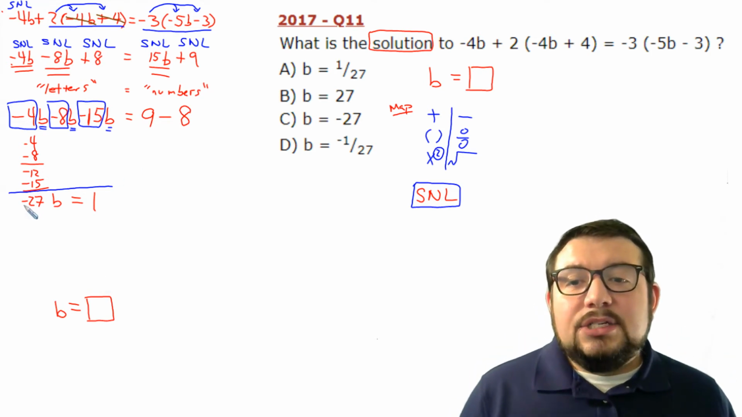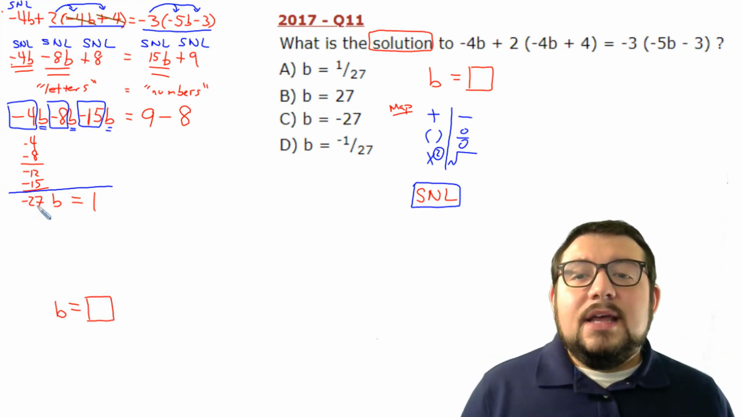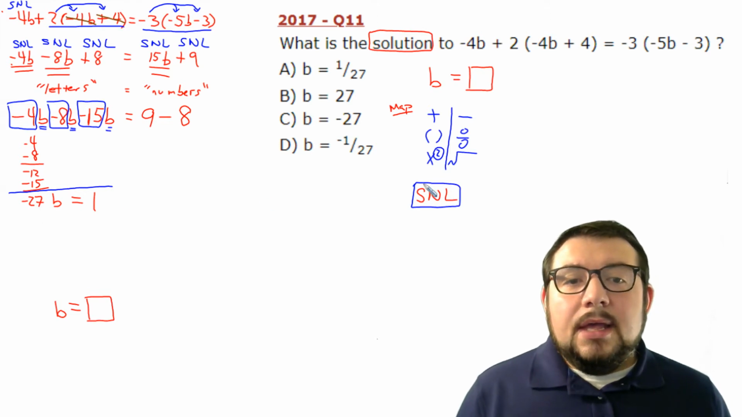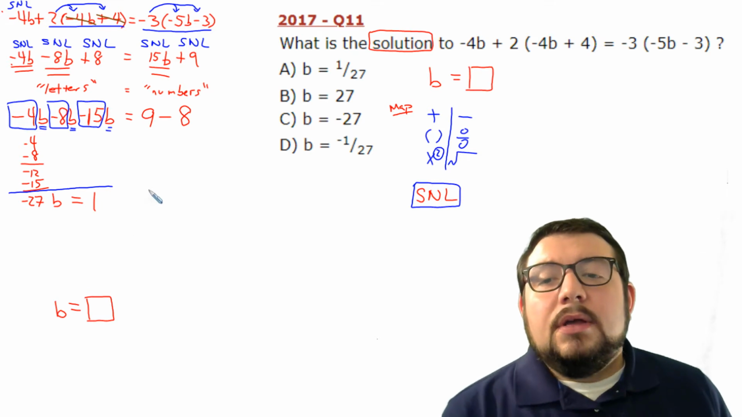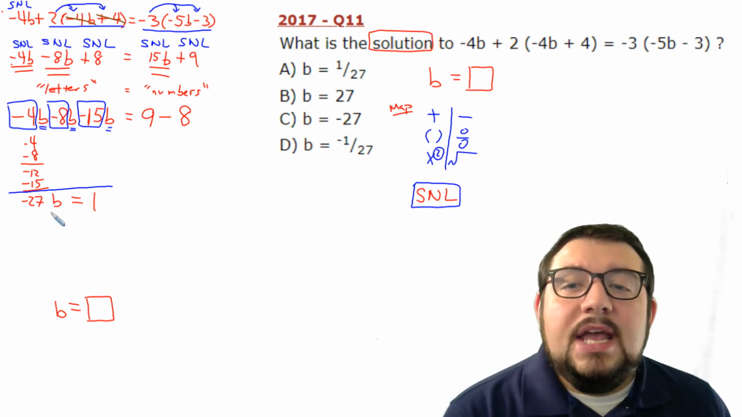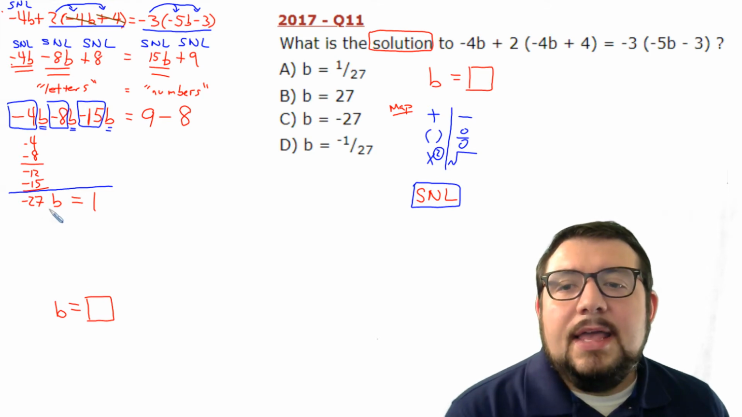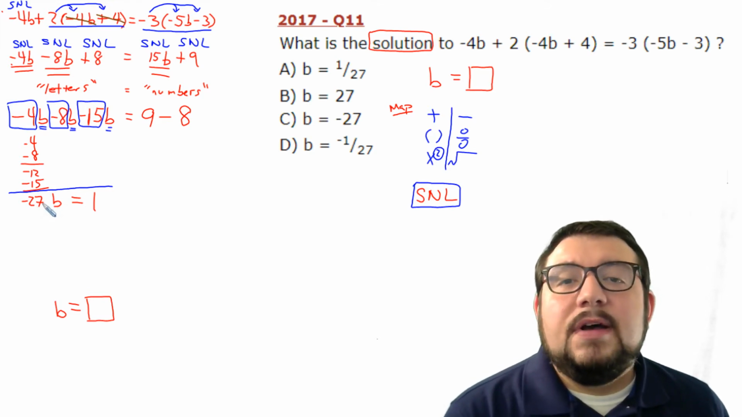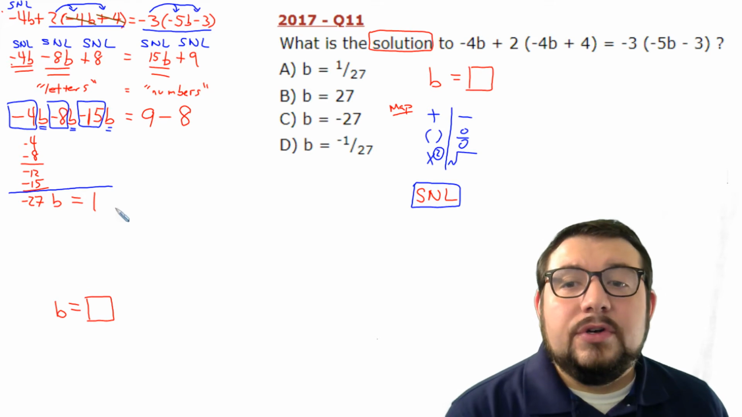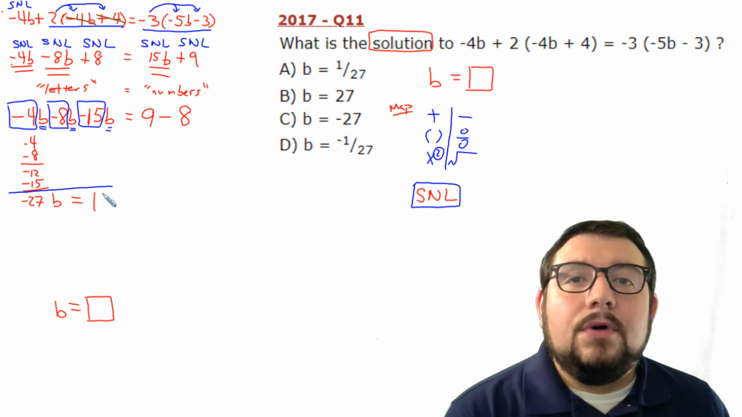Remember, I told you, it's not just negative 27. It's negative 27b. The number and letter are like a body. You have to keep it together. So if I want to make a change to this term, I have to multiply or divide. I can't move it, because if I move it, I'm going to have to move the whole term. And I don't want to move the whole entire term.